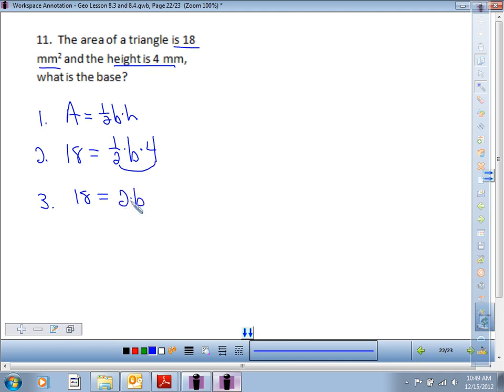And we've got to solve it. So instead of multiplying by 2 to get rid of that, we would divide by 2 because those are inverse operations. That's gone. So b equals 18 divided by 2, which is 9. Right? Now again, step 4 says label, so my label is millimeters, not millimeters squared, just millimeters, because this is a measure of length of the base.